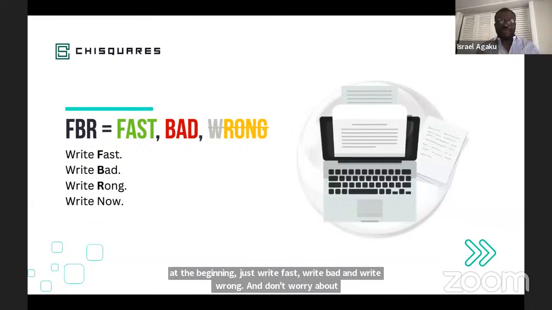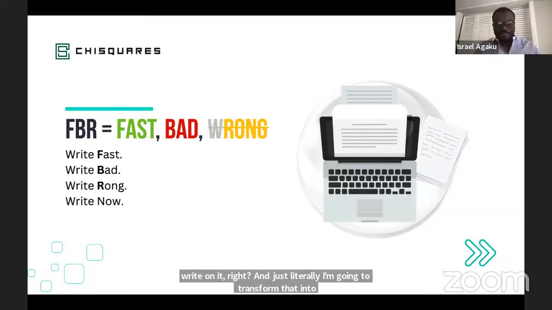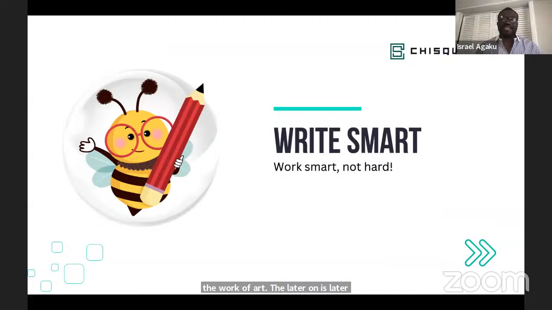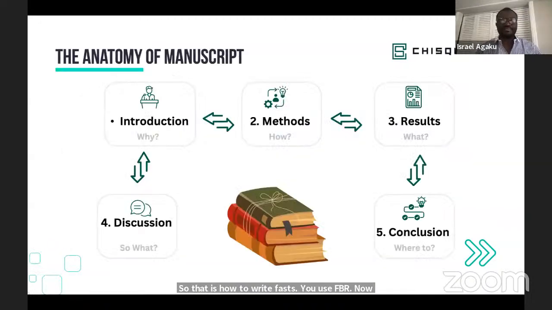You should take your work at the beginning and say, this is horrible. I can barely understand anything that I wrote. And so that's the whole idea. If I'm traveling, I go to the bathroom and take napkins and write on napkins. Anything I can find, I write on it, right? And later on, I'm going to transform that into a work of art. But later on is later on. At this point, I just have to write. So that is how to write fast.